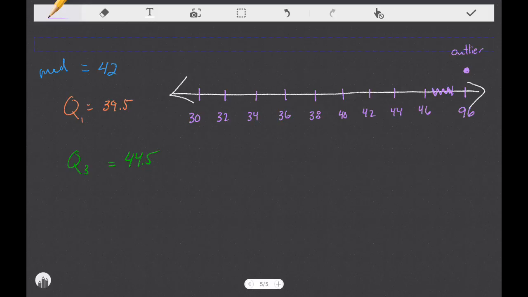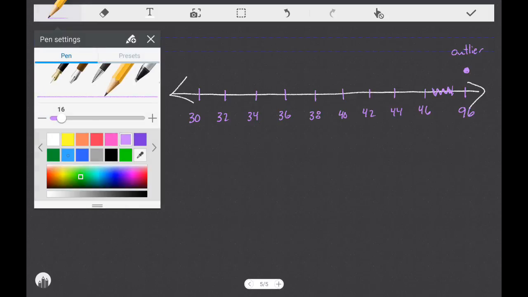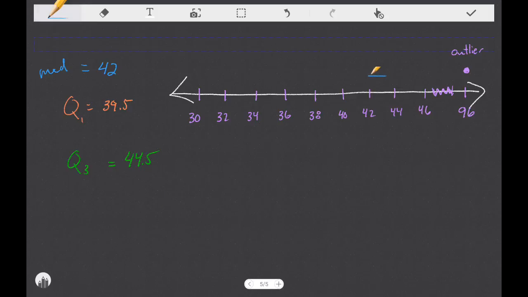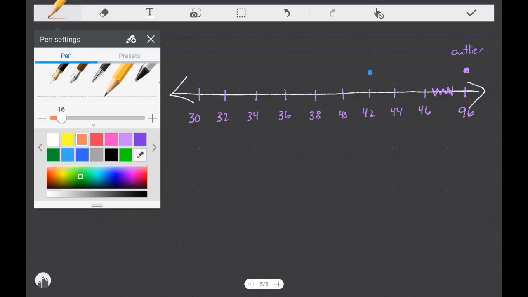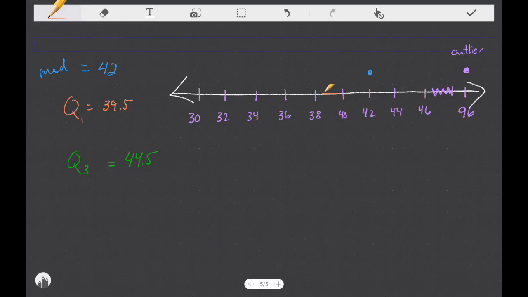Okay, he is unique, he's different from the rest. And so if I look back here, here's what I have. My median is 42. So I'm going to put a dot above 42. My quartile 1 is at 39.5. So I'm going to find 39 would be right here in between. So 39.5 is pretty close to 40. And then we have to do quartile 3, which is 44.5. So again, just right above 44.